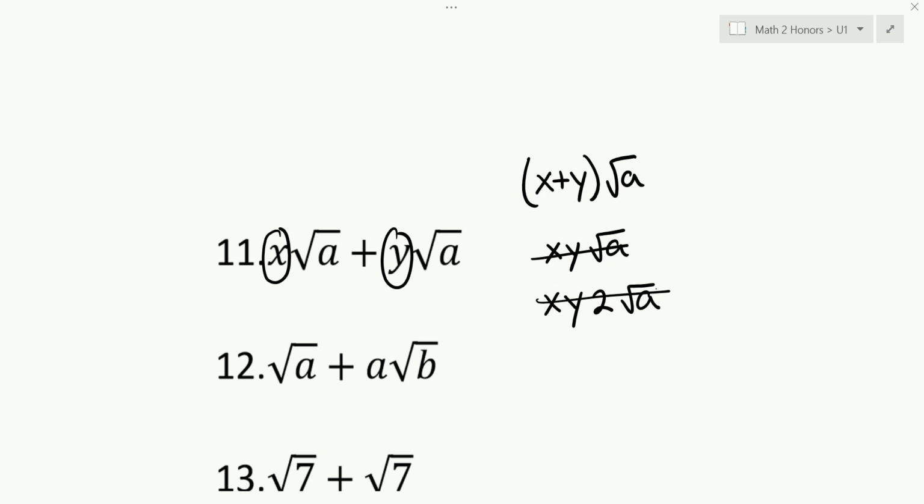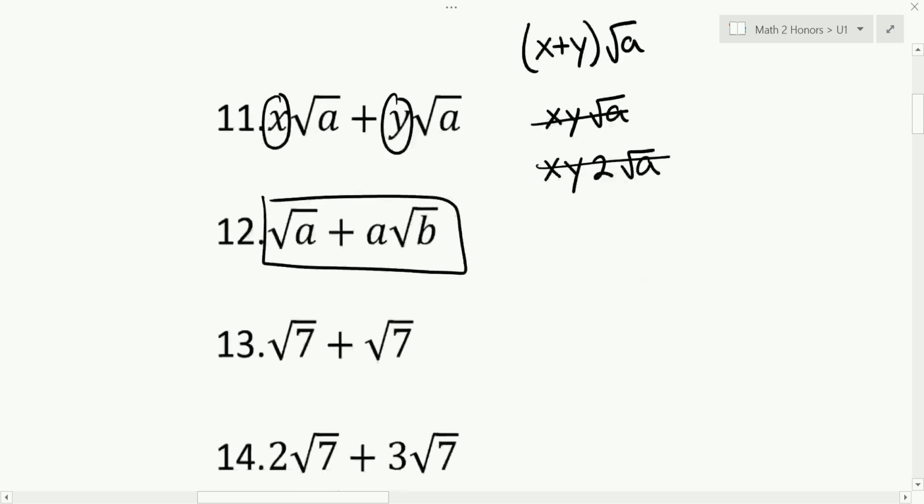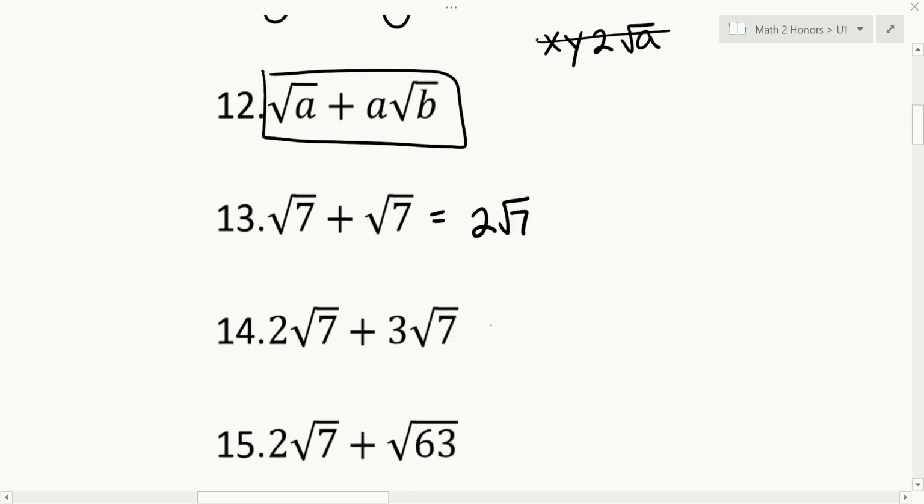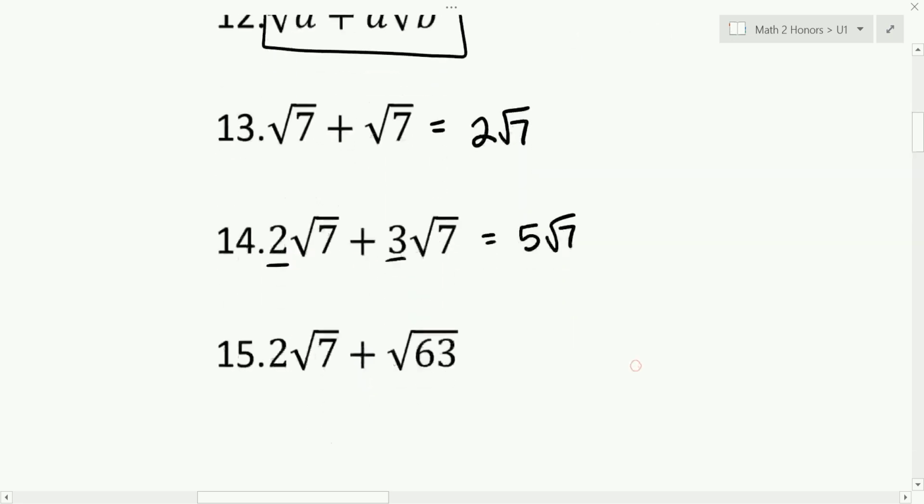Number 12, could we do anything with that? No, because one's square root of A and one's square root of B, so that's as much as we can do. How about 13? We could do this one. What is it? 2 square root 7. How about 14? What is it? 5 square root 7, because you're just adding the 2 and the 3. How about 15?